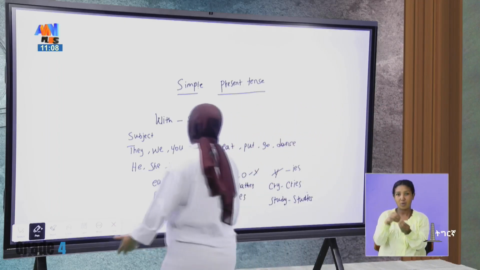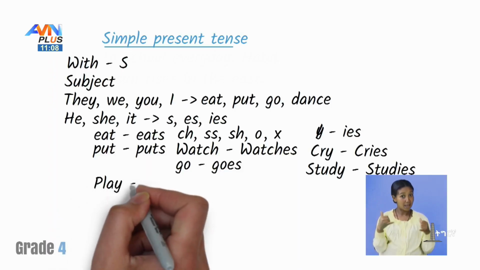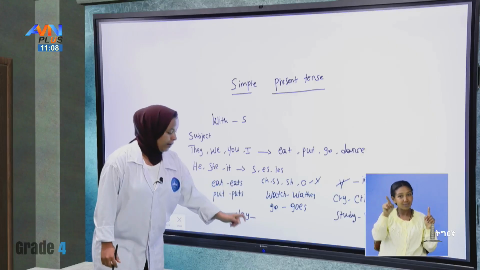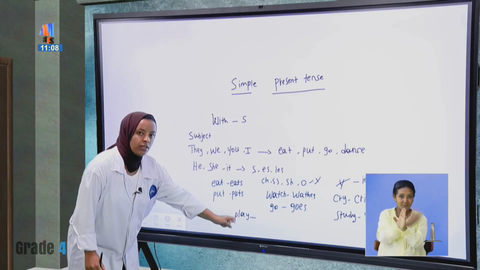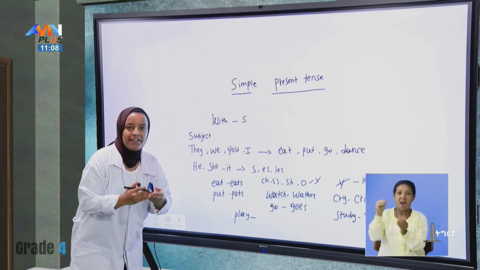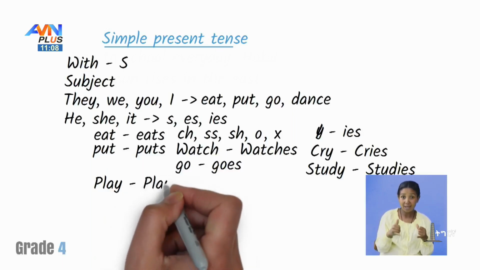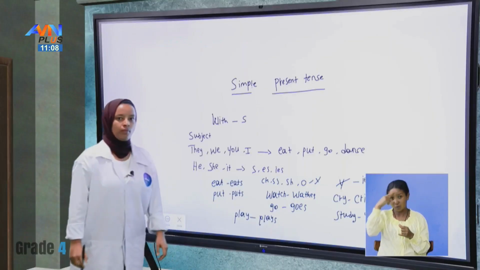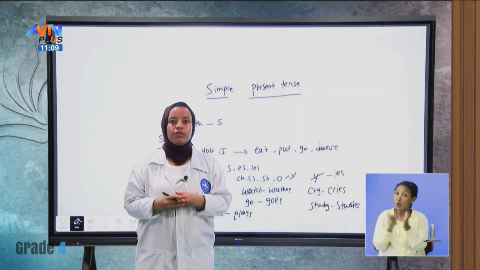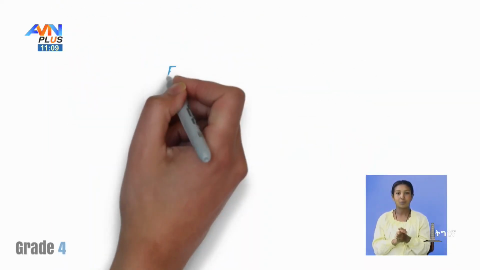When we come to an example like play, yes, of course, it ends with y, but we don't cancel y because before y there is a vowel letter, a. So we don't cancel it, we just add s at the end of this verb. Play, plays. Here, students, is the rule of simple present tense and which kind of verb we are going to use. Let us continue.